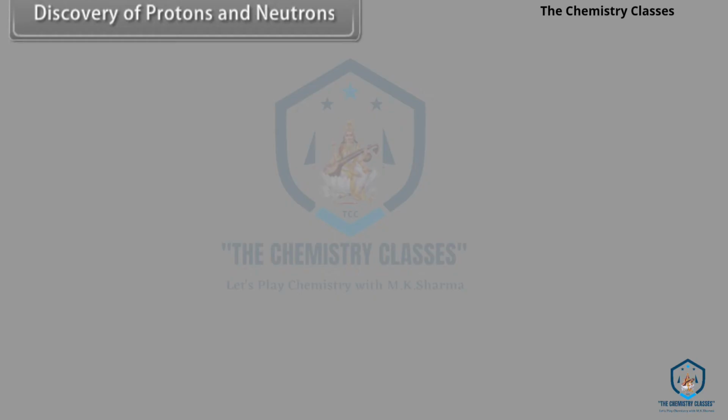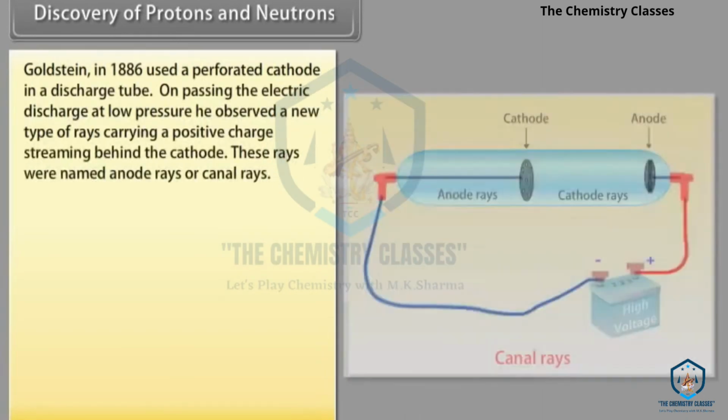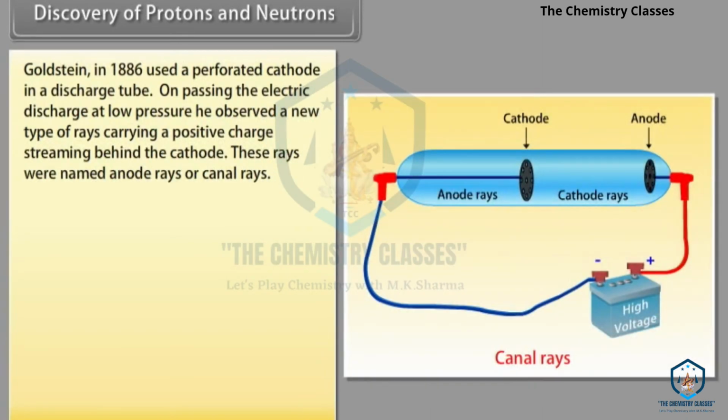Discovery of protons and neutrons. Goldstein in 1886 used a perforated cathode in a discharge tube. On passing the electric discharge at low pressure, he observed a new type of rays carrying a positive charge streaming behind the cathode. These rays were named anode rays or canal rays.